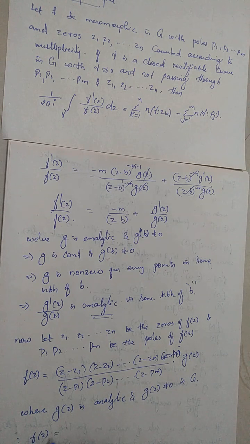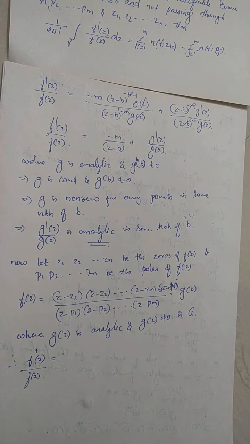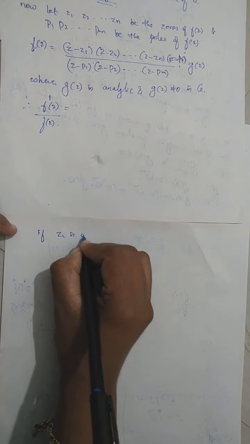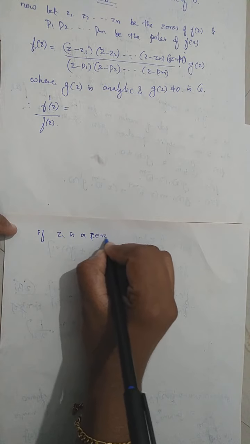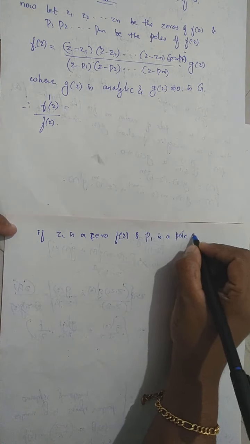Okay. Therefore, what will f dash z divided by f z be? So now we will evaluate what f dash z by f z will be. Before that, suppose we assume that f z has one zero z1 and one pole p1, which is a simple pole, and the multiplicity of zero z1 is equal to 1. Then what will happen to f dash z by f z? We will consider that first. So z1 is a zero of f z and p1 is a simple pole of f z.